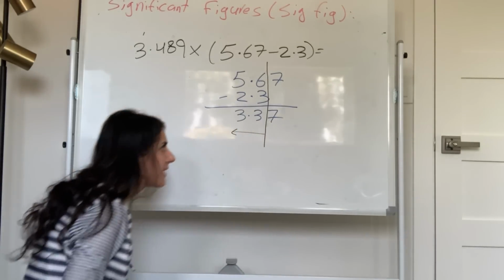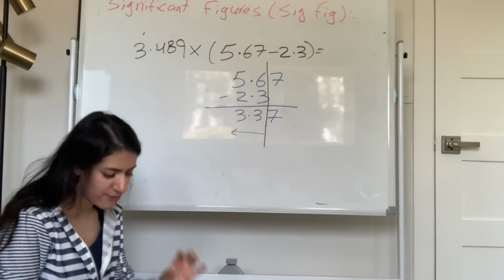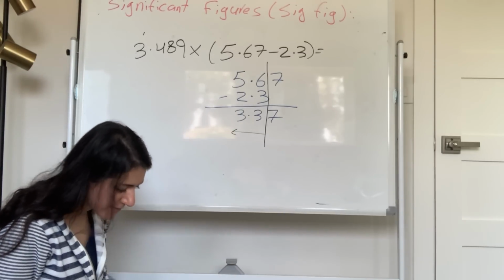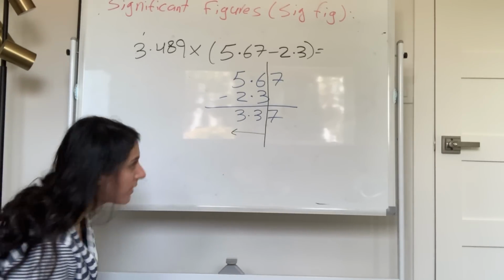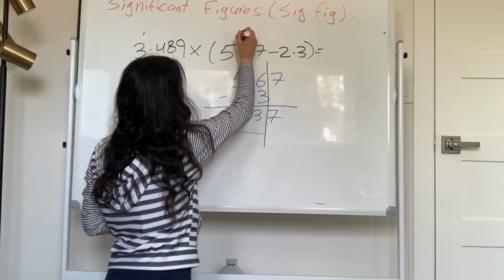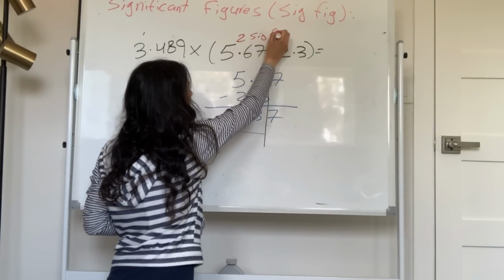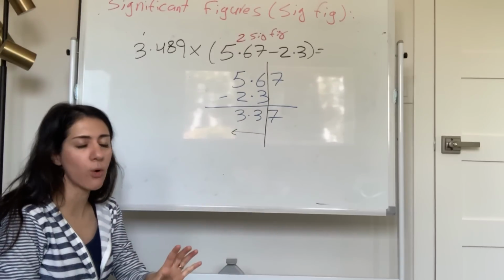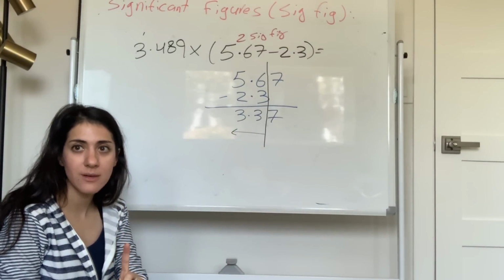Now, behind this line is going to determine my significant figure. Behind this line, I have 2 numbers. So I have 2 sig fig. You follow me so far? So I'm supposed to have 2 sig fig for the parentheses. Are you going to round it to 3.84? No. Pay attention.